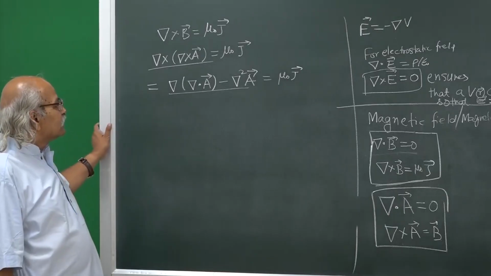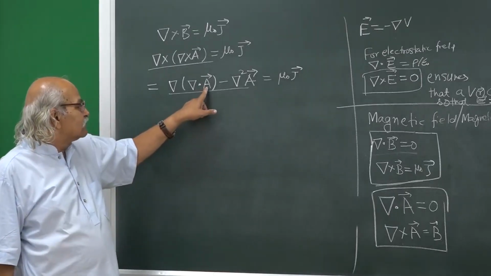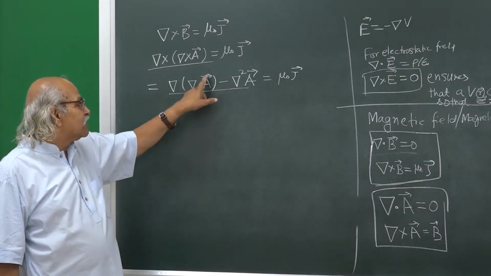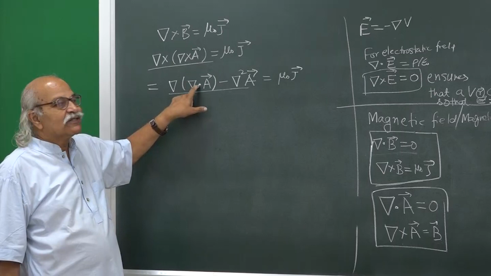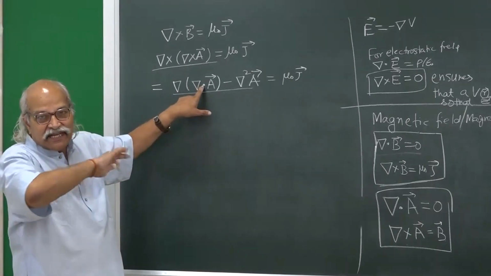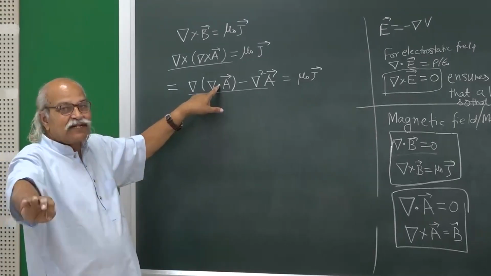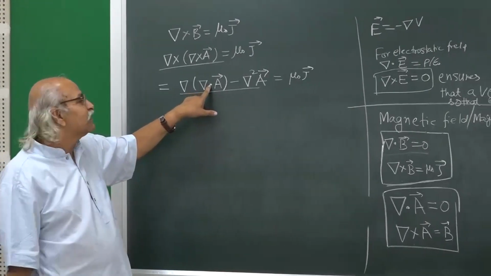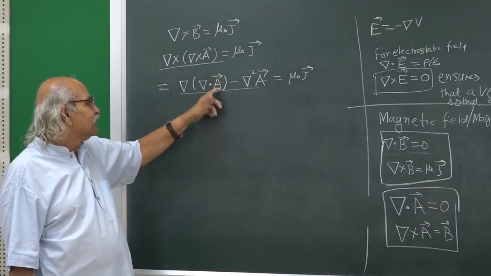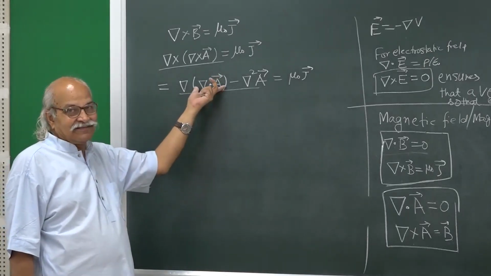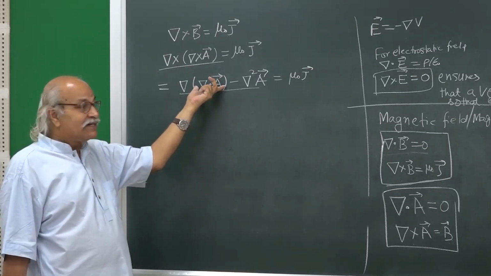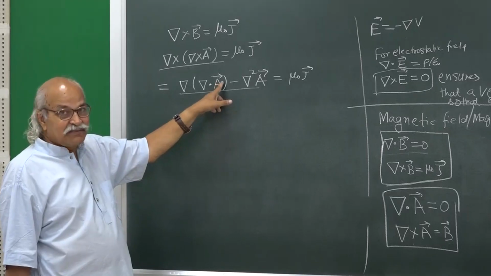So, what are these things? A is a given vector function, and for a vector function you can do this divergence operation. We have talked about divergence, we have expressions in Cartesian coordinates, spherical polar coordinates, cylindrical polar coordinates. So, you can do this divergence of A. You will get a scalar function as a function of x, y, z. Everything is a function of space point.